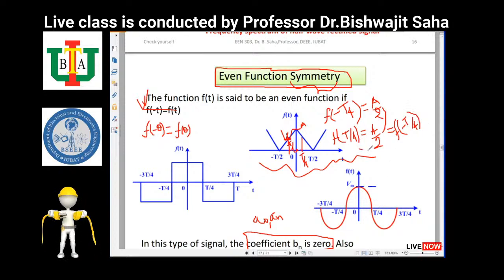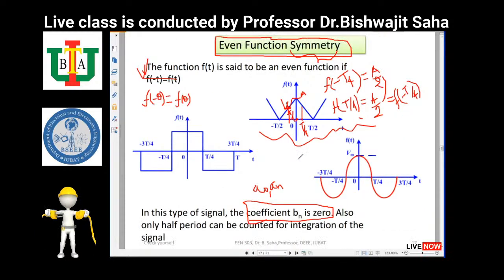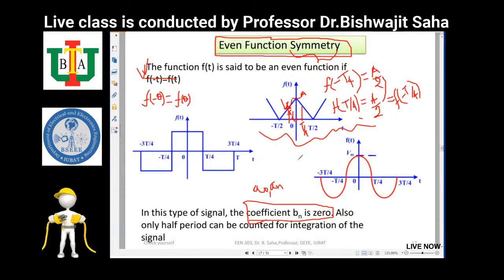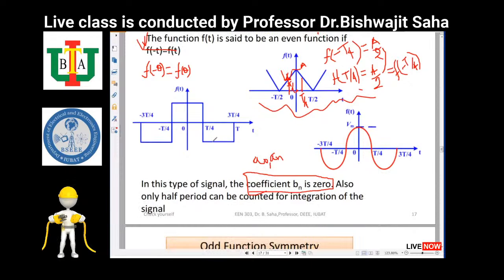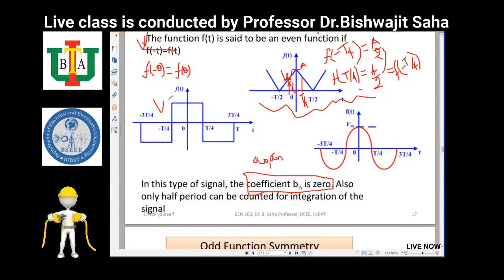Okay, so if this condition is fulfilled, the given signal has even function symmetry. Everybody understand? All right. So if I give you the task, can you solve this problem? For the second signal, whose maximum value is A, is it even or odd? Is the given signal even or odd?